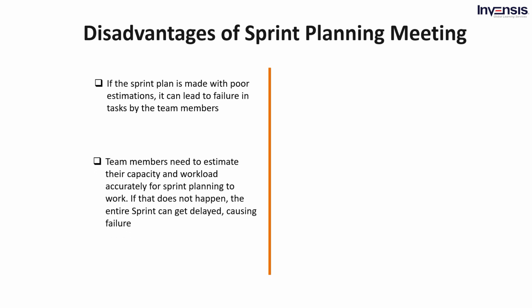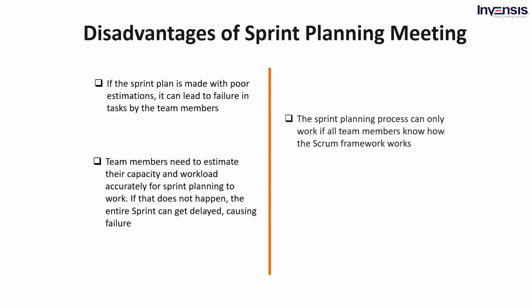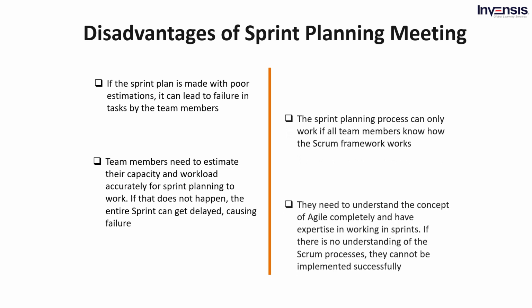Team members need to estimate their capacity and workload accurately for sprint planning to work. If that does not happen, the entire sprint can get delayed, causing failure. The sprint planning process can only work if all team members know how the Scrum framework works. They need to understand the concept of Agile completely and have expertise in working in sprints. If there is no understanding of the Scrum processes, they cannot be implemented successfully.